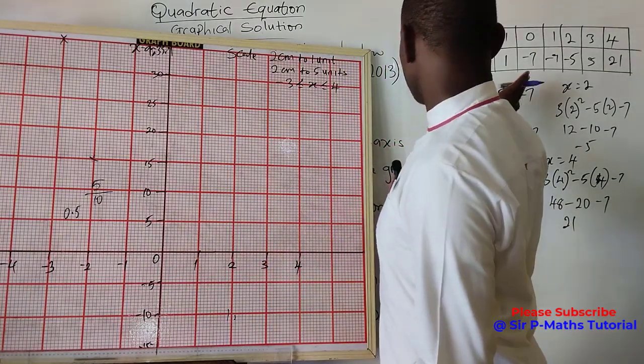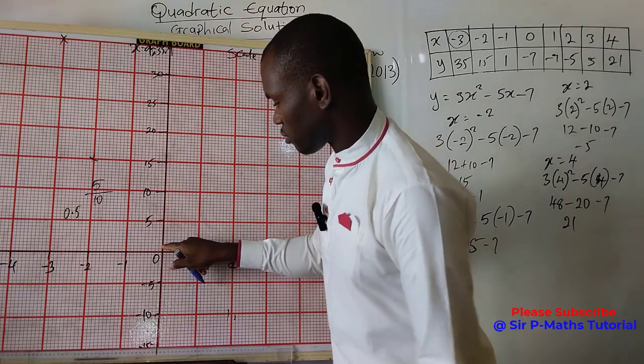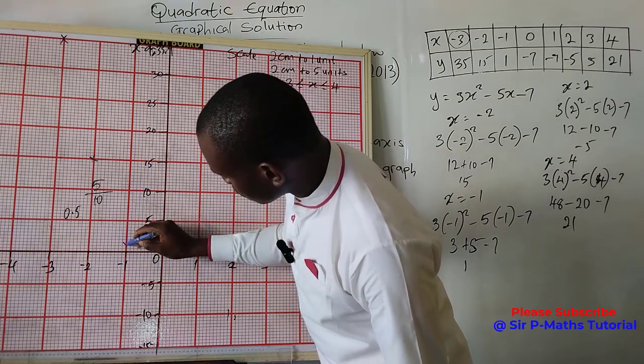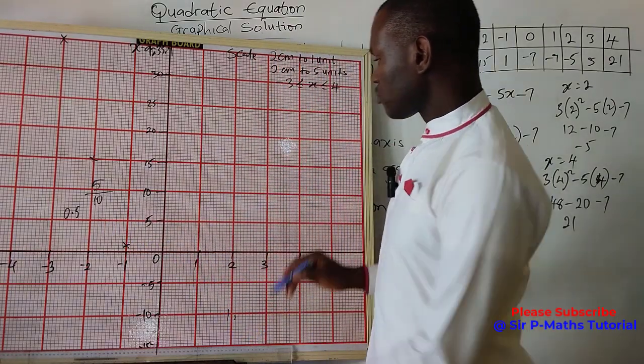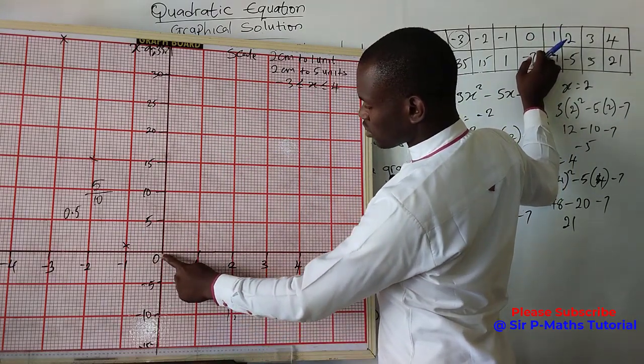So to get my 1, I'll start counting from 0. This 0.5, 1, all right? The second line is 1. I'll take it out, make an asterisk here. Then I have 0 against minus 7. 0, this is 0 for what?